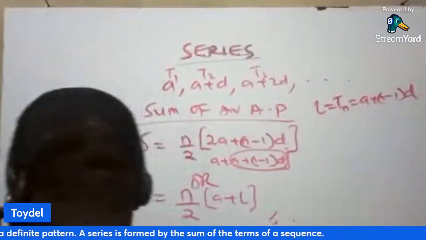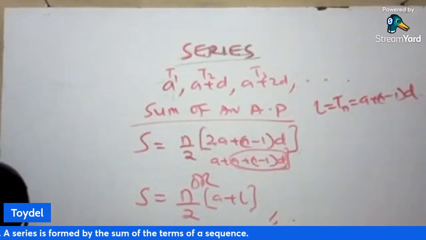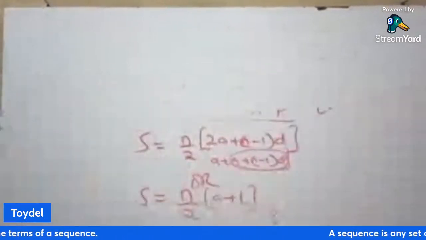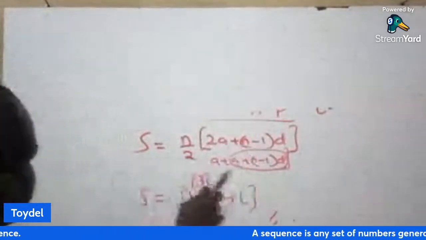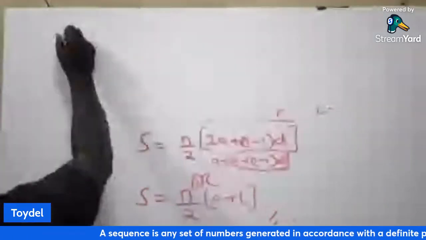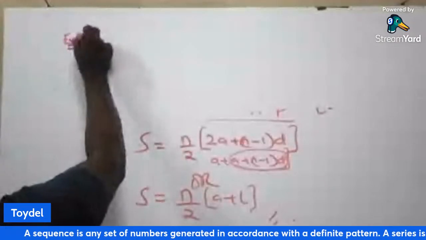But the two formulas are actually the same thing. So please note that to find the sum of an AP, you use either the first formula or the second formula. So let's take examples.